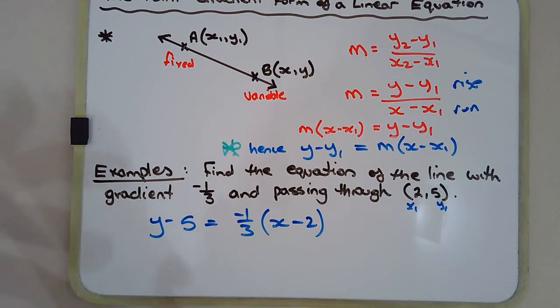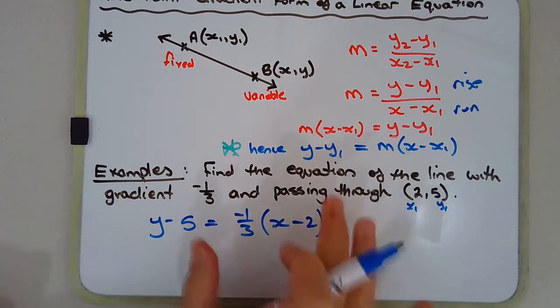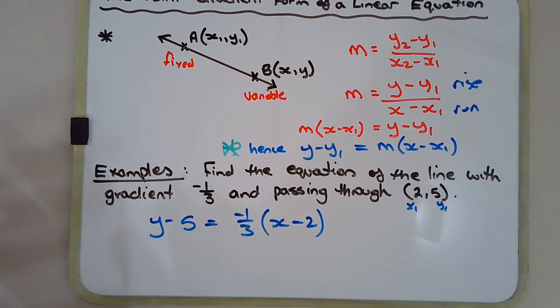We still need to convert it into one of the standard forms, either gradient intercept form or general form. So if you wanted gradient intercept form, you move the negative 5 over by adding 5 to the other side, expanding the brackets, and we're fine. Or we could use general form. In fact, if you're not asked to find the equation of the line in any particular form, you can use whichever form you like.